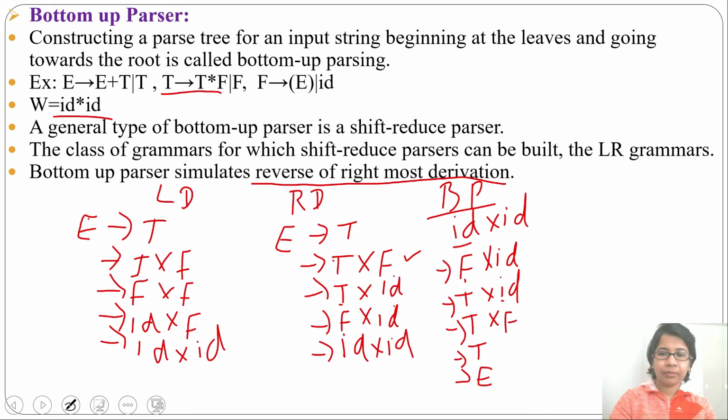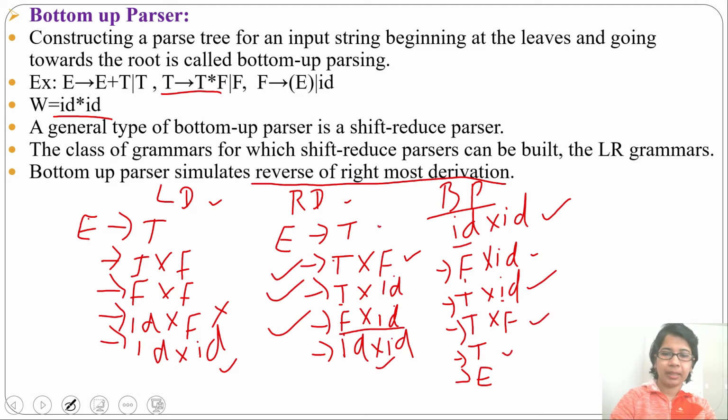Now for this same string I did the leftmost derivation, the rightmost derivation, and the bottom-up derivation. Now just try to match. Here ID multiplication ID is the same as this and this. Next, F multiplication ID, here ID multiplication F, this is not the same. Here F multiplication ID, this is the same. Then T multiplication ID, this is the same. Then T multiplication F, this is the same. Then T and E, this is a rightmost derivation.